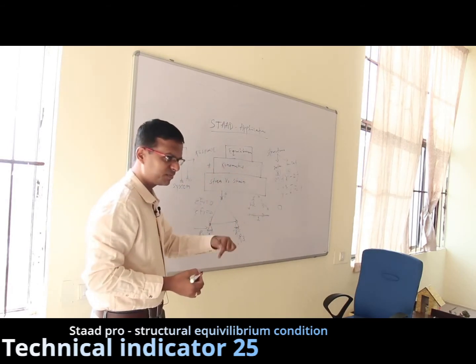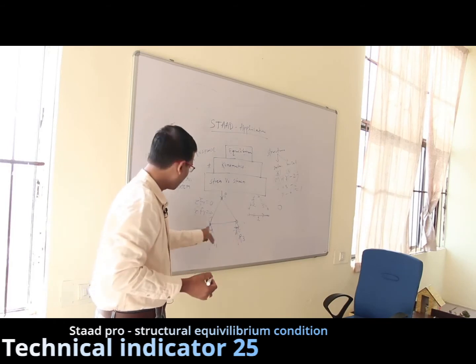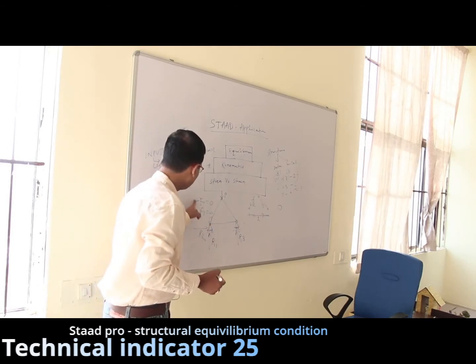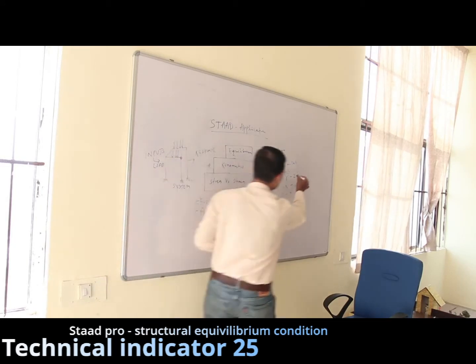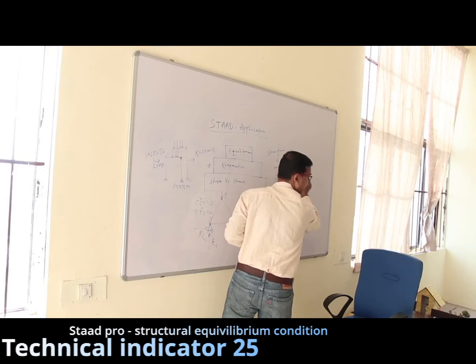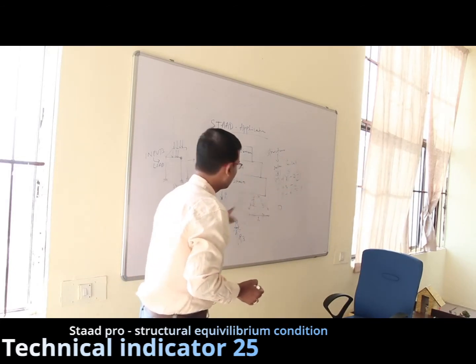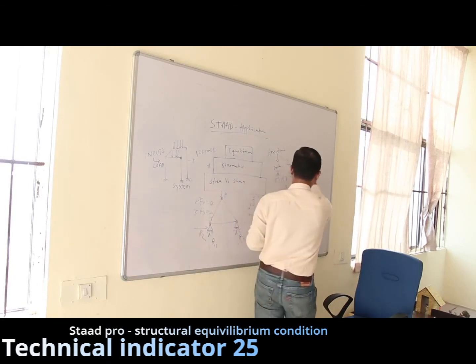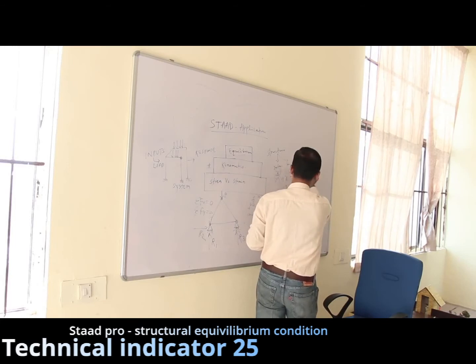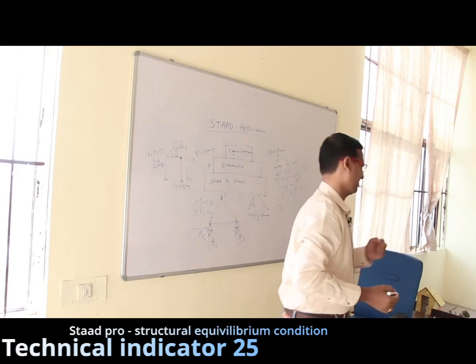What about the known conditions? How many equations can I solve for this? I have the equations ΣFx equal to 0, ΣFy equal to 0. How many joints are there? 2 into joints. Why 2? Equation number 1, equation number 2. So how many equations do I have? 2 into 3, that is 6. So 6 unknowns, 6 known equations. Can I solve? Yes.